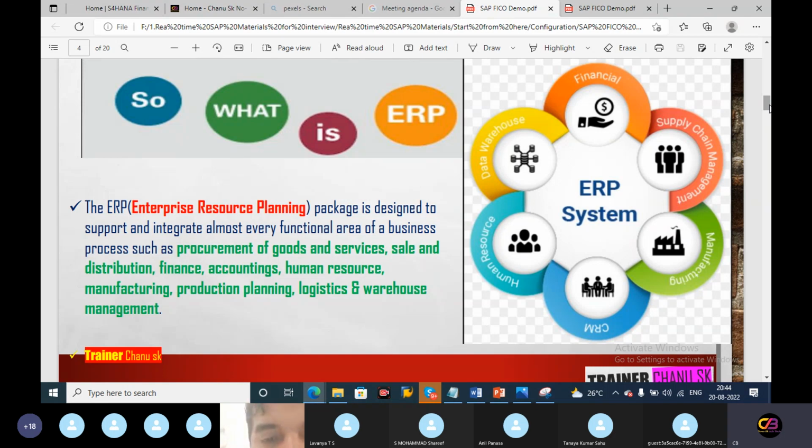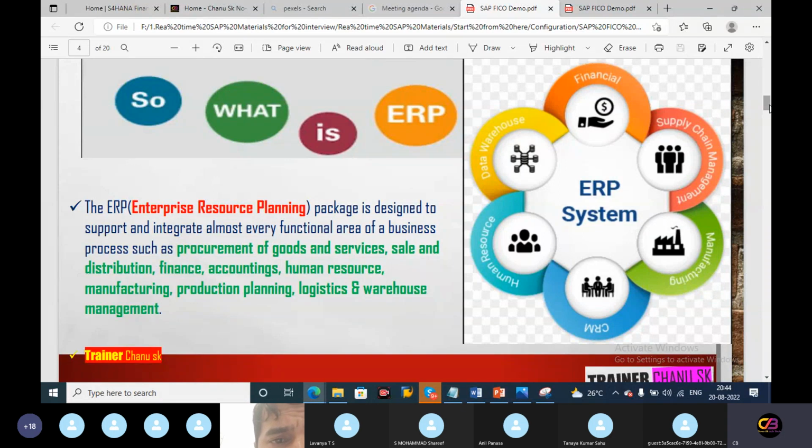So SAP is an ERP software. Why is it called ERP software? Because SAP is integrated with different modules. The SAP FI module is integrated with the MM module, SD module, PP module, and HR module. Like that, the SAP ERP system is integrated with different departments.